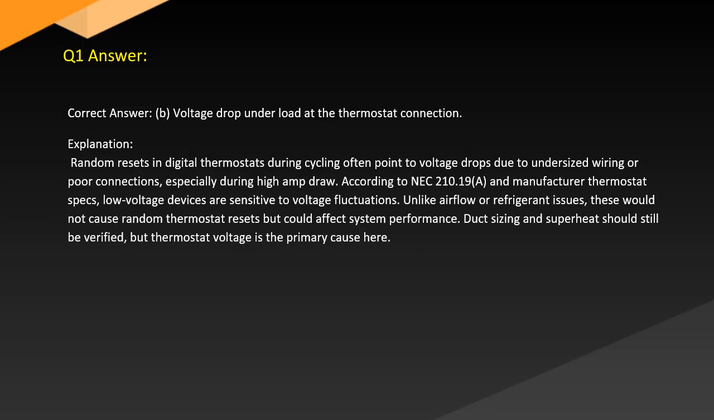Answer. Correct answer: B. Voltage drop under load at the thermostat connection. Explanation. Random resets in digital thermostats during cycling often point to voltage drops due to undersized wiring or poor connections, especially during high amp draw.